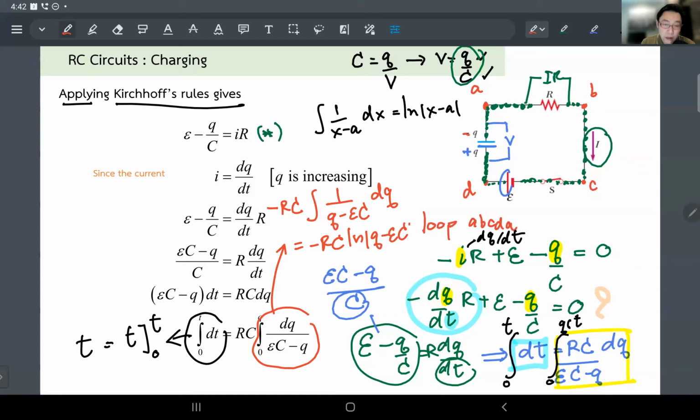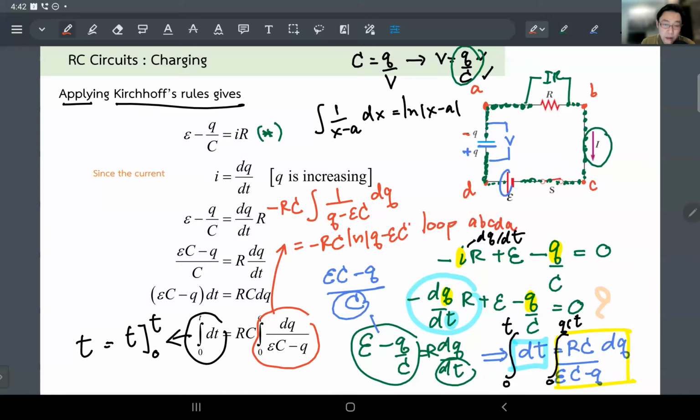I can have a common denominator here, so let me write this as over C, and then you have epsilon C minus q. Cool. So I can move C to the right-hand side, and I'm going to have RC dq over EC minus q. Can you see something here? You can see that now the left side of this whole thing is purely on t, on time.